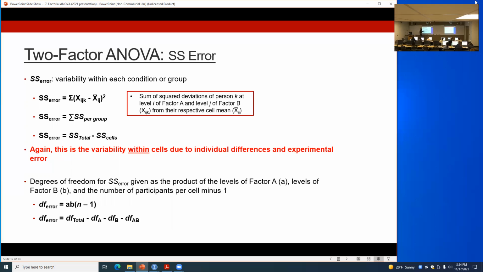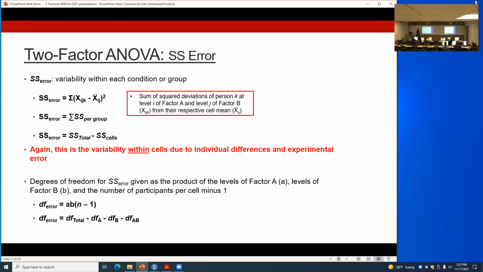So again, sum of squares error, same thing as before: we're just aggregating individuals' deviations from their respective cell means. As those scores get bigger and people become more variable within their cells, we've got more variability. As it becomes less, we've got less variability, right? Same thing as we were doing before. We can also calculate our sum of squares error by summing the sum of squares per group. I could go down through, take the sum of squares for each group, and add those up. That gets me there.